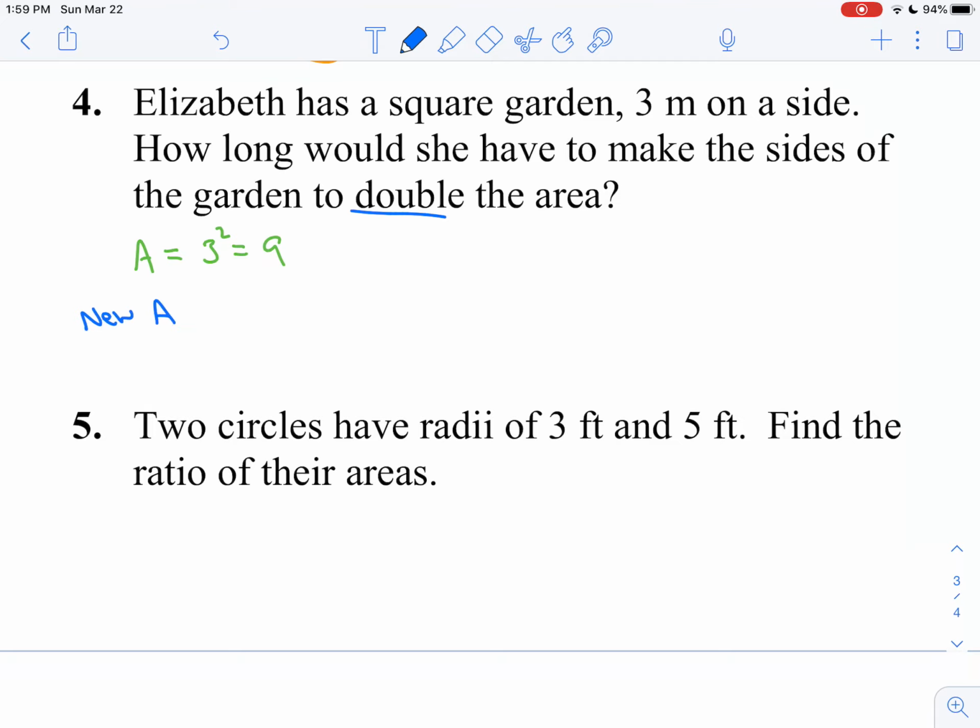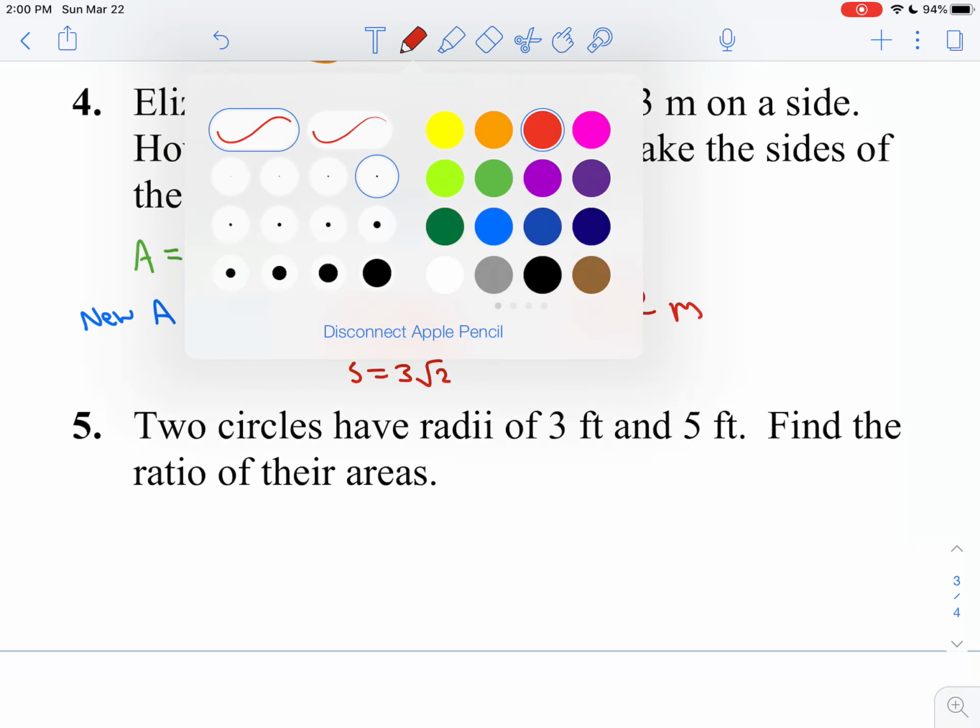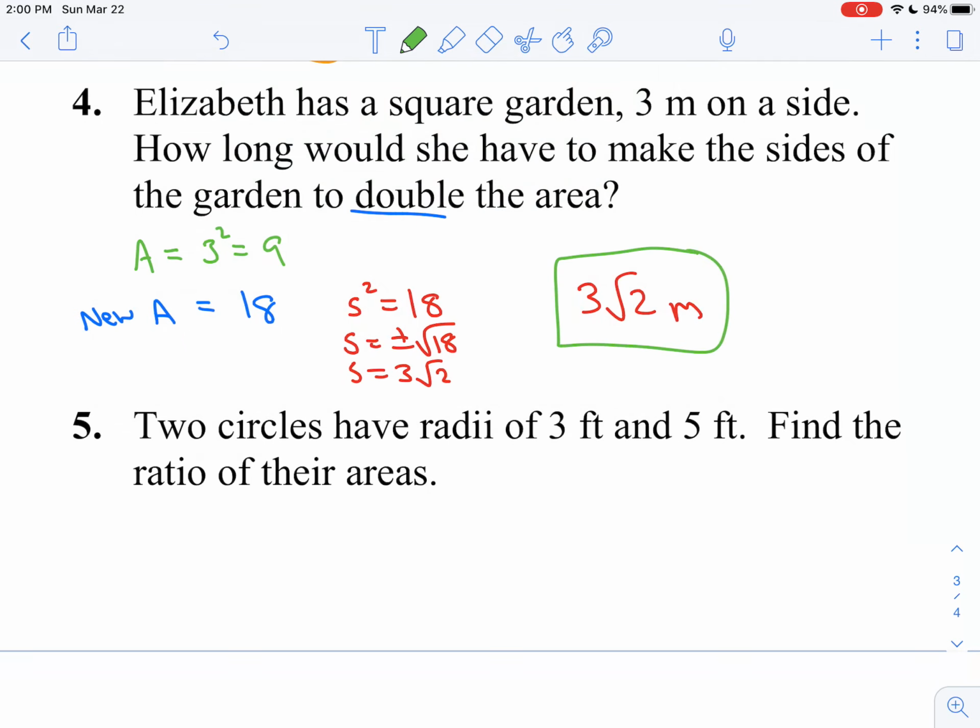So the new area is 18, and now I'm going to go back to lesson 11.1 or 11.2, and I know that side squared is the area, so plus minus, except negative garden, that's sad. No one wants a negative garden. So we're going to call that a 3 root 2, and nobody wants to lose points. This is meters, so I'll put my meters. If you want to give a decimal, fine. Who has time to press buttons on a calculator if you don't have to?